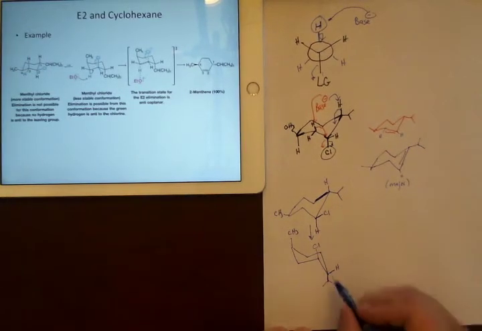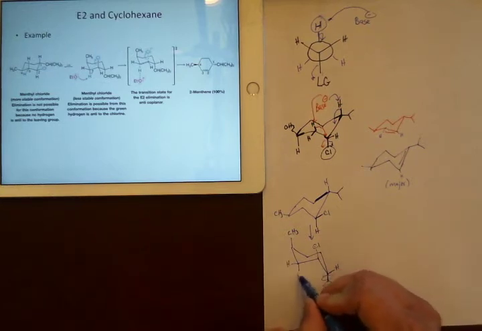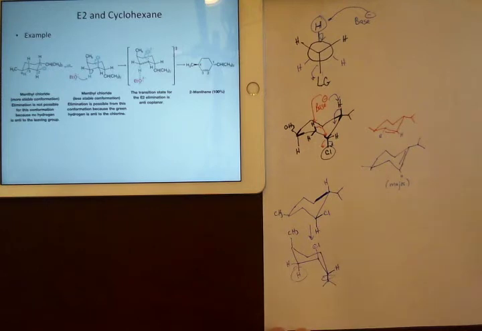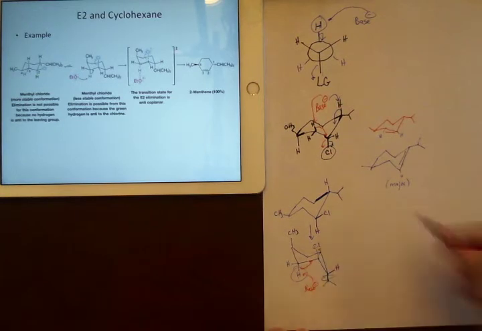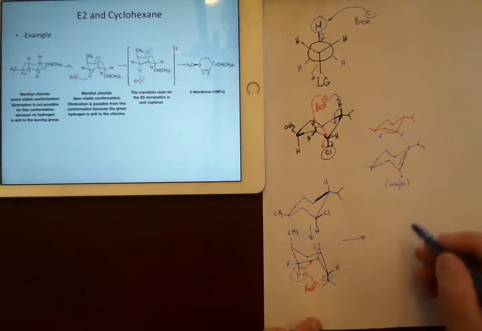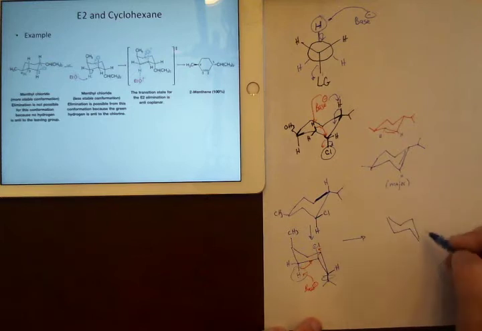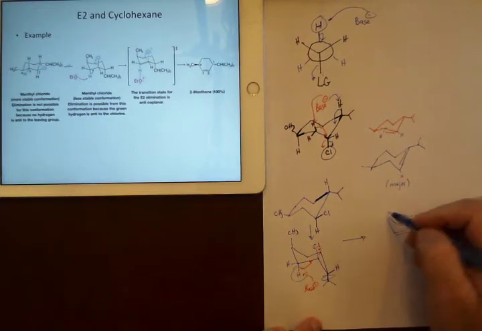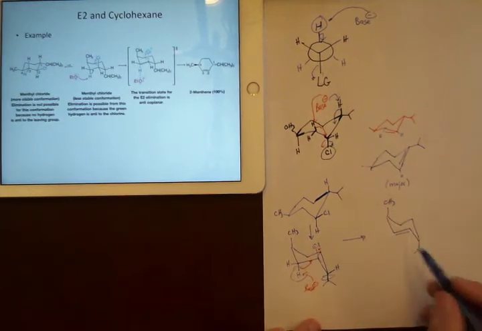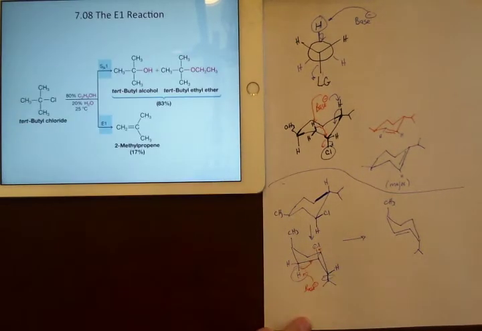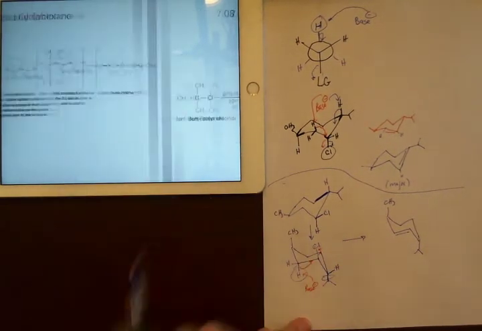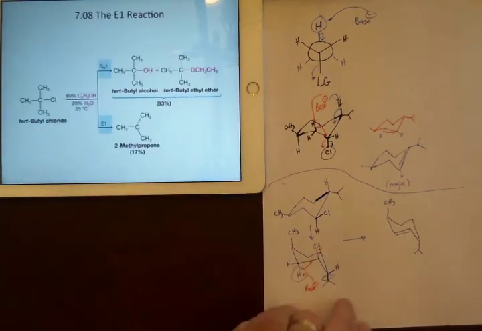So the problem is there are no hydrogens here. The hydrogen is here, but you look at axial, this isn't going to work. So the only product you can make is to use this axial hydrogen. The base can only take this one, collapse down, kick away. So you're only going to be able to make this product here. Only that product.